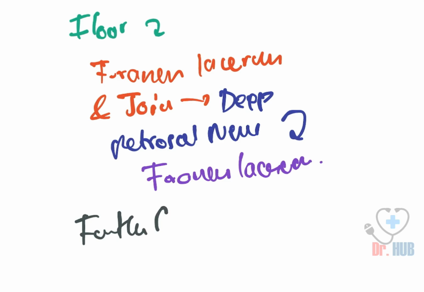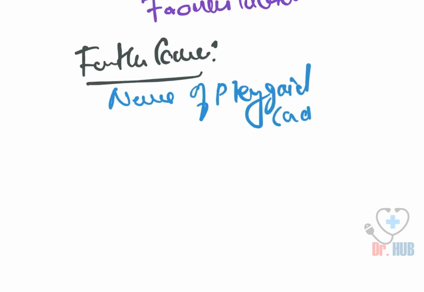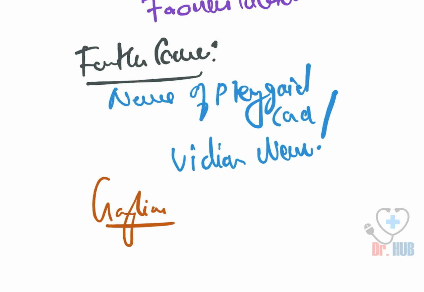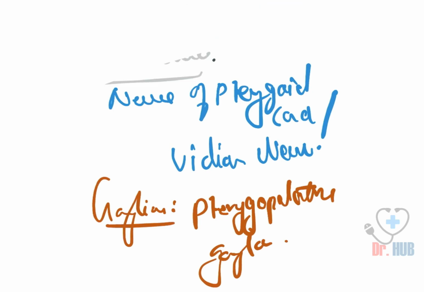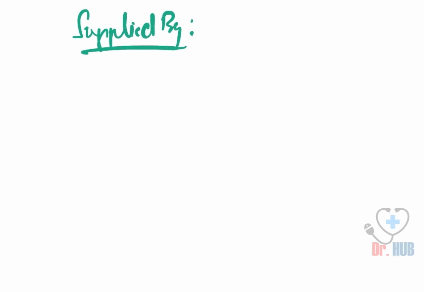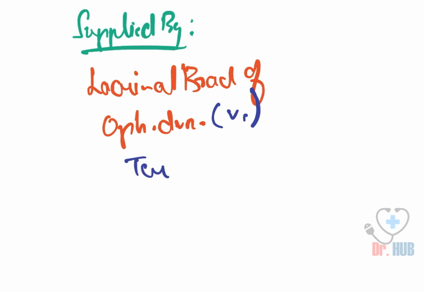Now looking at the further course, it forms the nerve of the pterygoid canal, also called the Vidian nerve. Now looking at the ganglion, there is the pterygopalatine ganglion. Now what is this supplied by? It is supplied by the lacrimal branch of the ophthalmic division, that is the V1 of the trigeminal nerve.